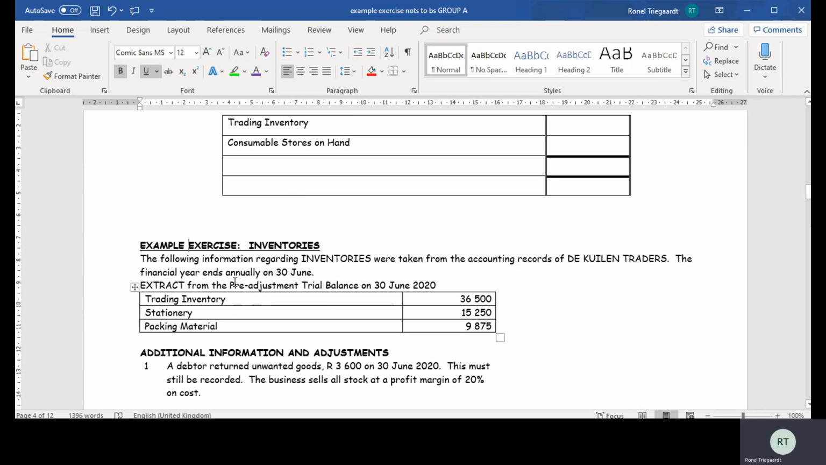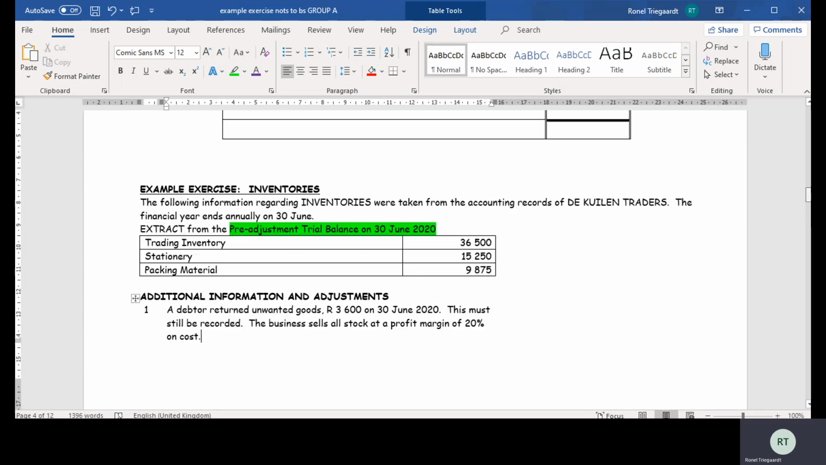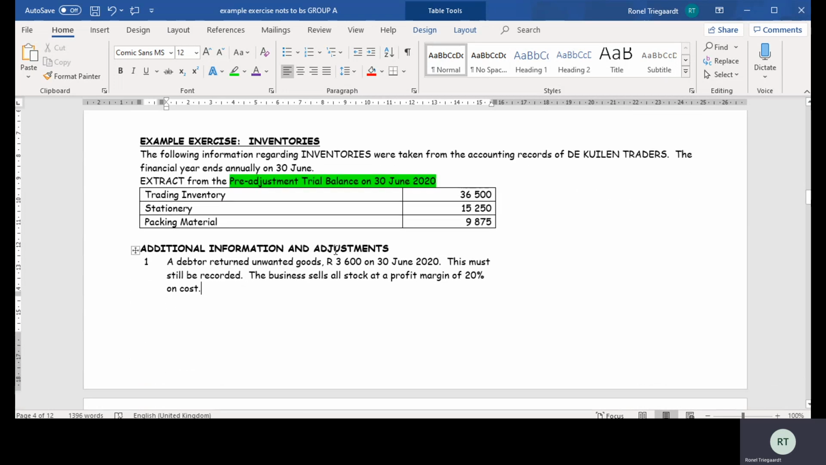They give you, remember, a pre-adjustment trial balance, which means before any adjustments were done. I tell you that I just need to get this additional information, right? Additional information number one, you will recognize these adjustments because we've done this before. A debtor returned unwanted goods, 3,600 Rand. This must still be recorded.